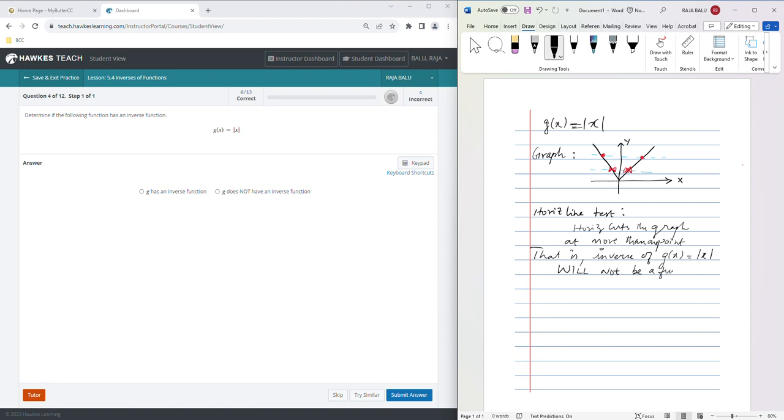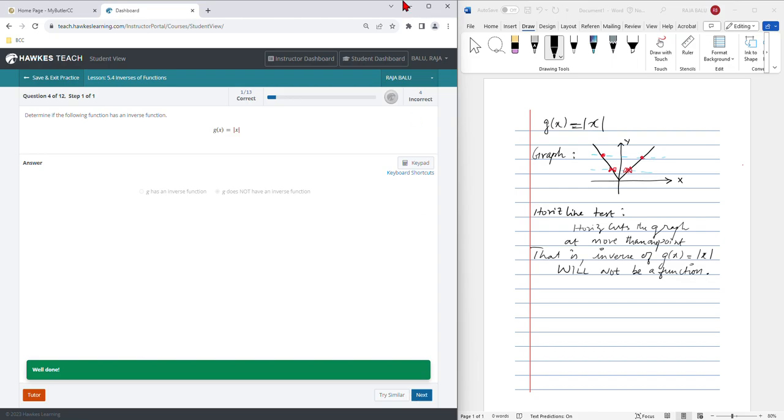That is all to it. And let us see if we have that option as an answer. And yes, we do. G does not have an inverse function. Yep, it worked.